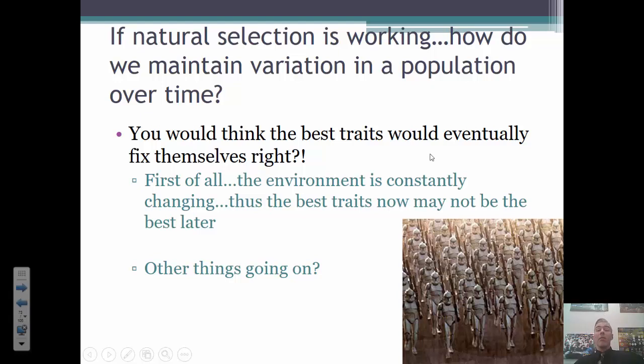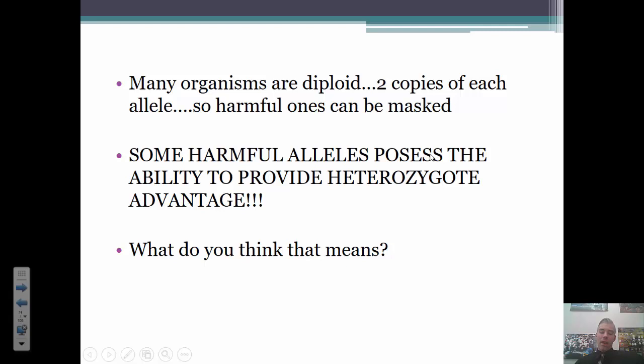One is that the environment's constantly changing, so the best traits that exist now may not be the best later, as you could see with the peppered moth. There are some other things that could be going on as well, and one of them is that many organisms are diploid, right? So harmful alleles that are dangerous can be masked because you have a dominant and a recessive, and the recessive a lot of times is the harmful one. Not always, but a lot of times is. So if you're big A, little a, for example, you would show no phenotypic effect of having that harmful allele, but it can stay within you, and you can pass that on to the next generation.